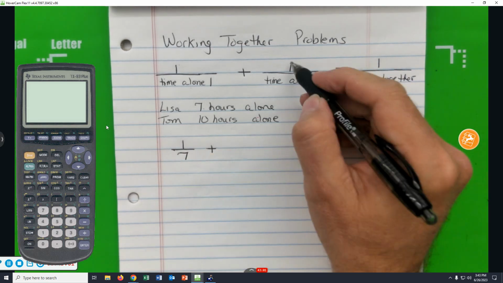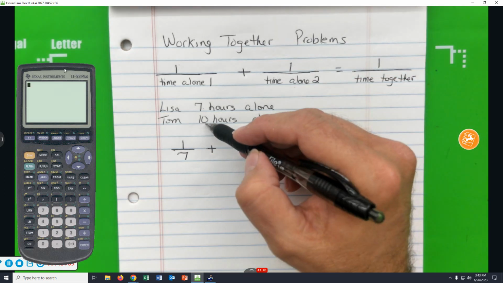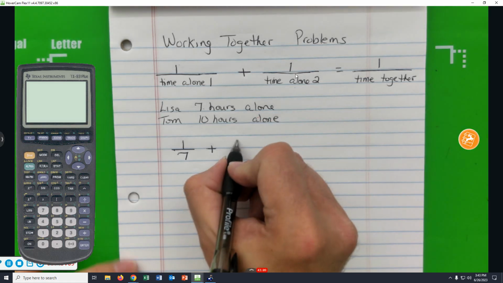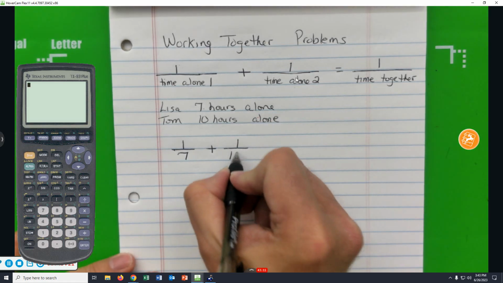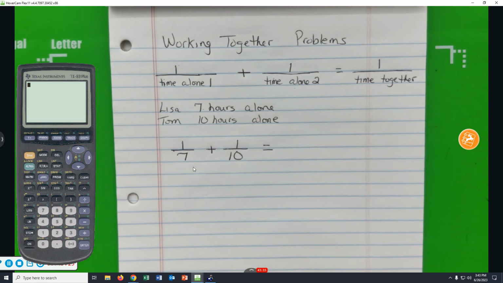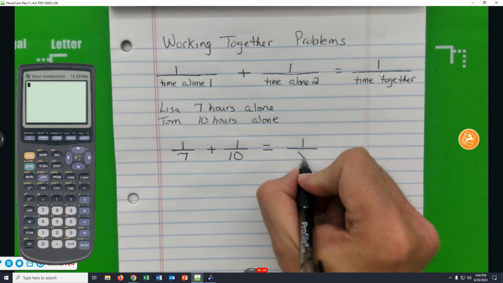Plus, how much of the job can Tom do in 1 hour? It takes him 10 hours to do the whole job, so he can do 1/10 of the job. That's what that 1 over time alone 2 means. Here's how much Lisa does in an hour. Here's how much Tom does in an hour. But now they're working together, so that's the amount they can do in 1 hour working together.